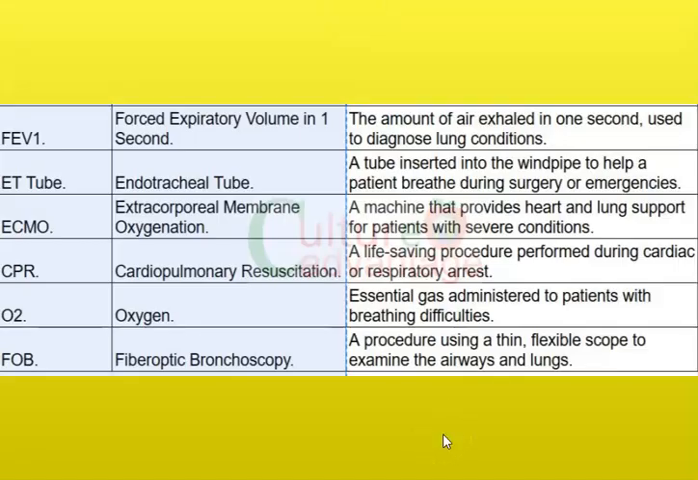CPR, cardiopulmonary resuscitation. A life-saving procedure performed during cardiac or respiratory arrest.